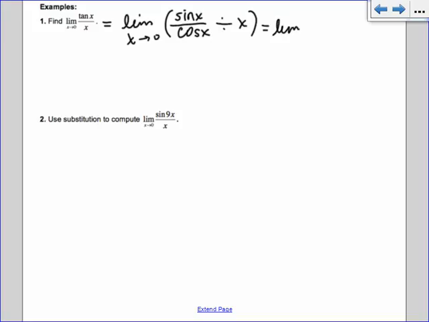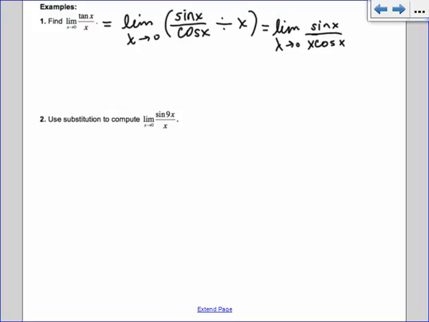So that's going to be the limit as x goes to 0 of sine of x over cosine of x times 1 over x. So I'm going to sneak the x in on the denominator with the cosine. So it's x cosine of x. Not cosine of x squared. A lot of people try to do that. X is just in front.